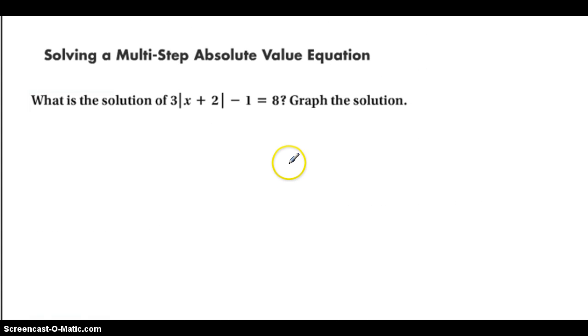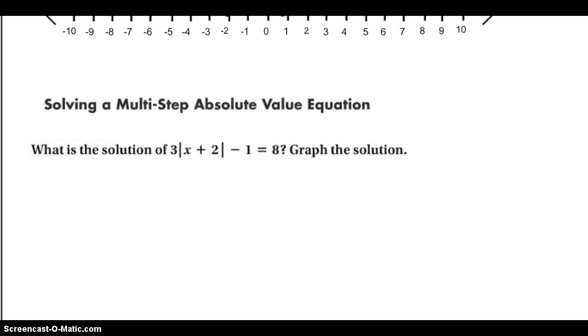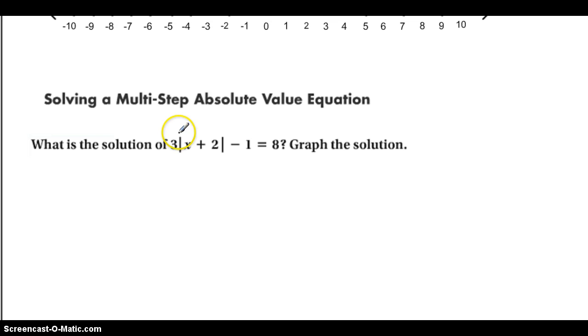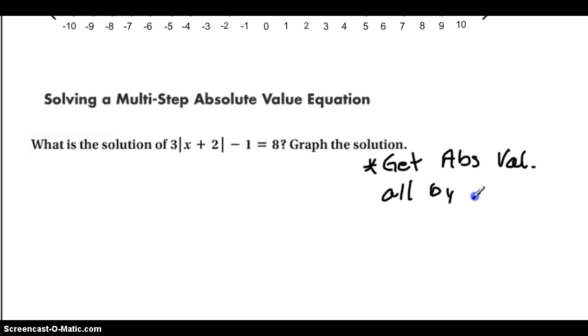Let's take a look at multi-step absolute value equations. Now, if you notice, this one has something hanging on the back and out in front, and it's a little bit different than what we had here. This absolute value is all by itself. So our goal for the next one is to get this absolute value all by itself. In other words, we're going to isolate the absolute value.